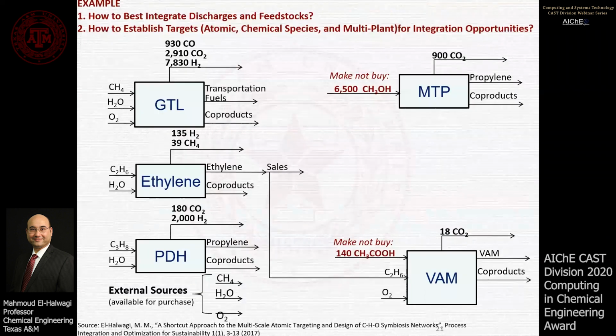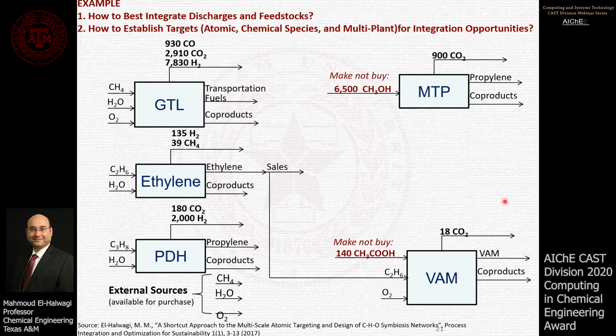And in this example, we have 5 chemical plants that are adjacent to each other: gas to liquid, ethylene, propane dehydrogenation, methanol to propylene, and vinyl acetate monomer. So at present, each plant operates separately, and the wastes that are discharged are basically not utilized.